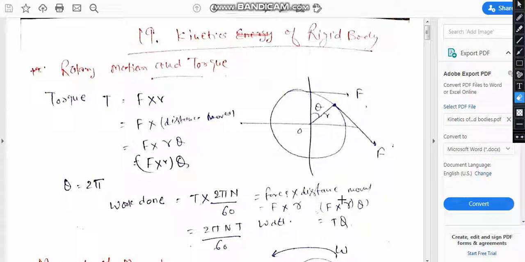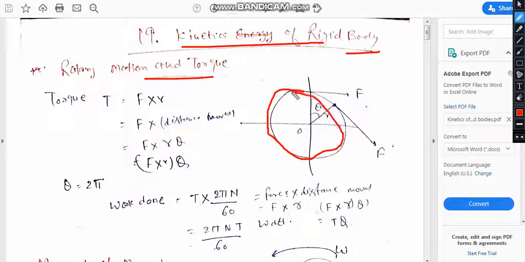Hello students, today we will discuss the kinetics of rigid bodies. This is a new chapter. So what is rotary motion and torque? Consider an object moving in a circular path. The torque is nothing but force times the perpendicular distance moved.